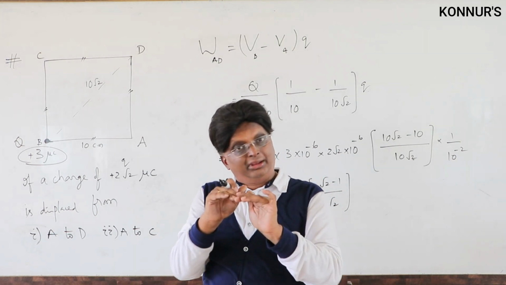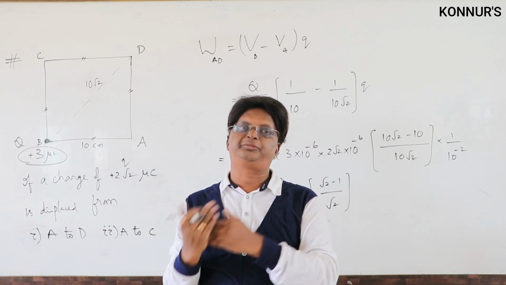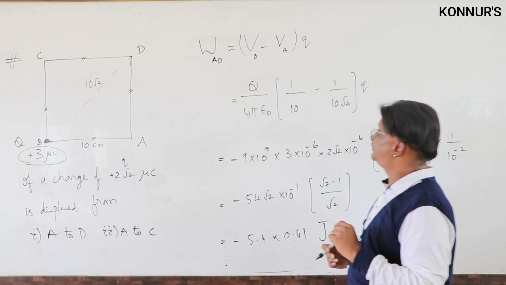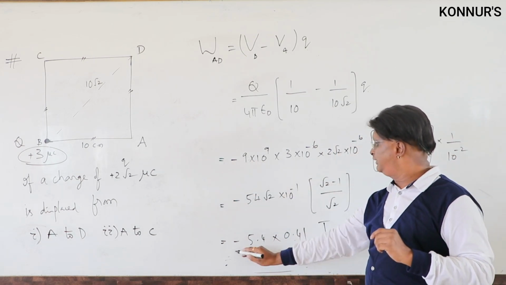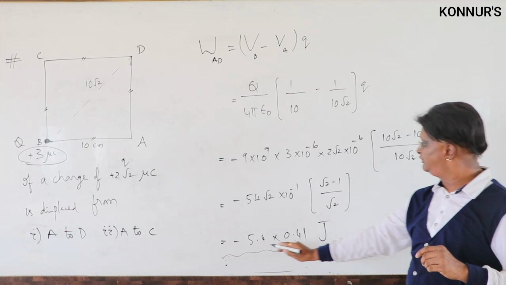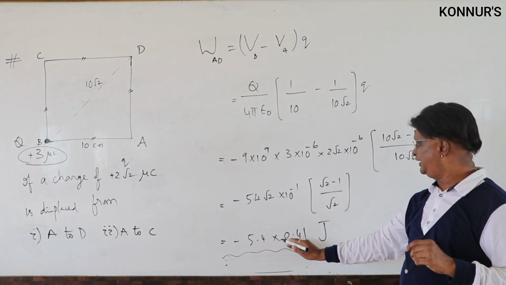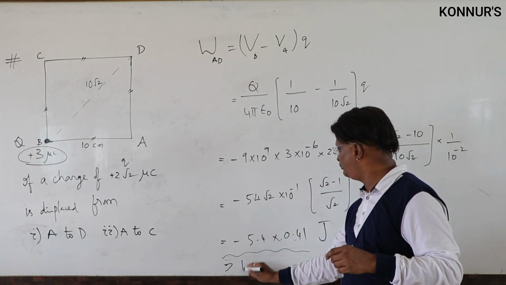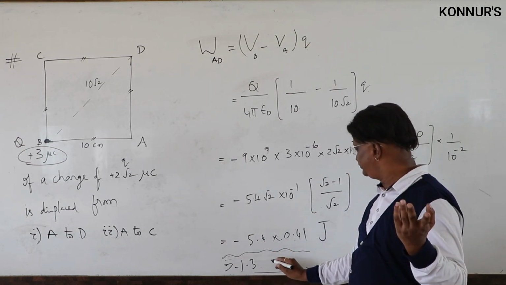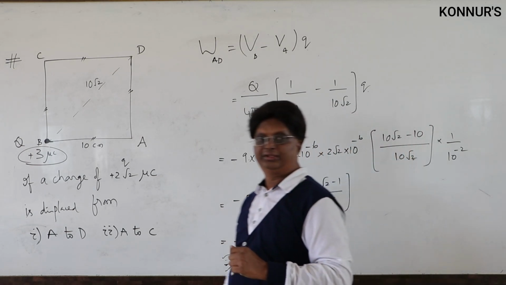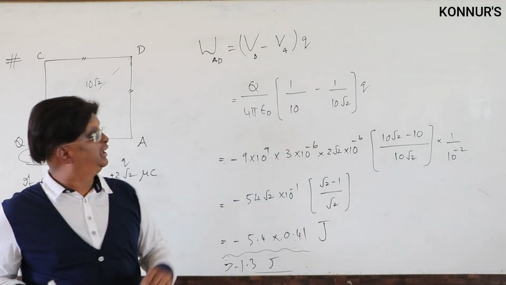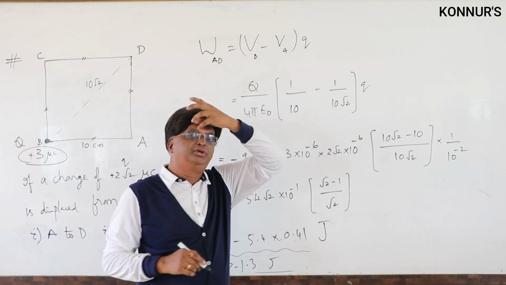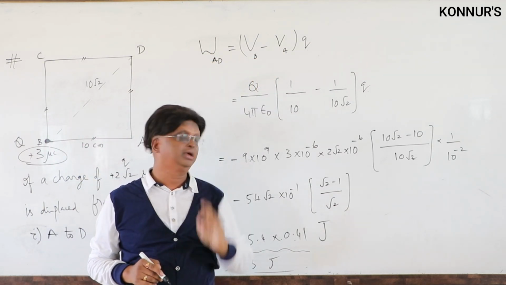So while options are given, you will have both these positive and negative values. You should have a very clear concept about that, and that is why here the work is coming to be negative. Final answer you will see 5.4 times 0.41. You can calculate nearly, it will be minus 1.3 something joule you will get. So what is the definition that we have used? W is equal to potential difference into the charge that is displaced.